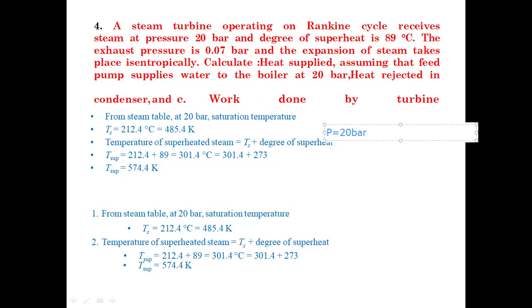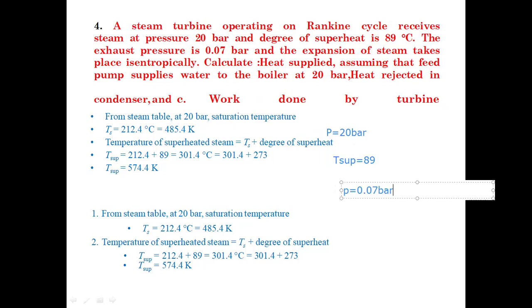And next, you have a degree of superheat for the steam. The degree of superheat, P sup, equals 89 degrees Celsius. And next, the exhaust pressure is 0.07 bar. The exhaust pressure P equals 0.07 bar, and expansion of steam takes place isentropically.